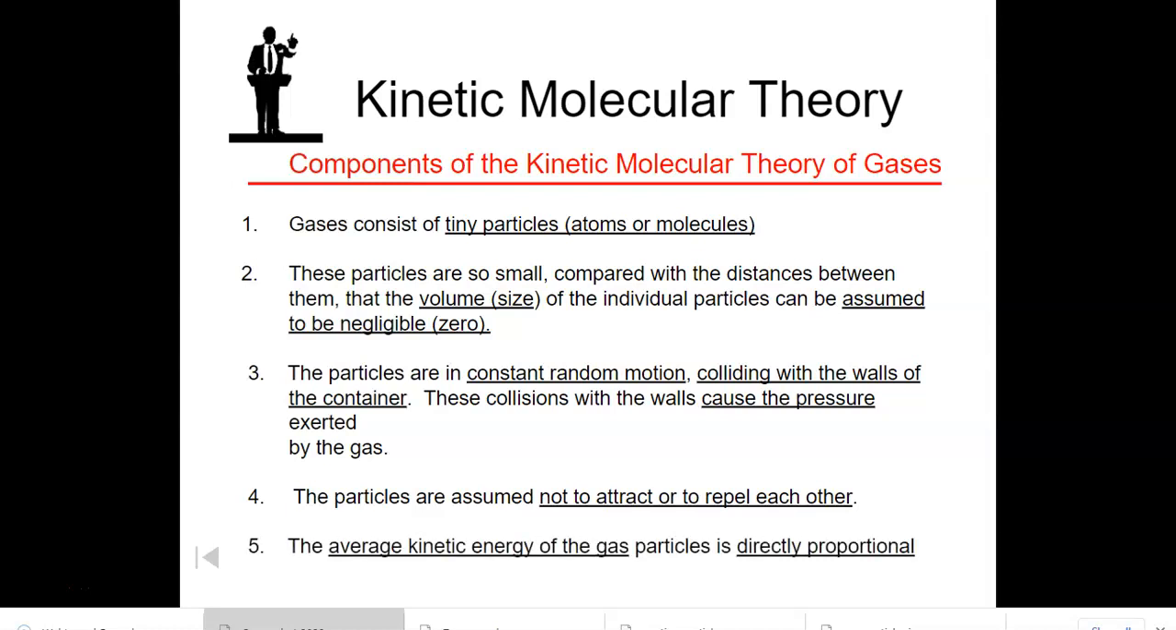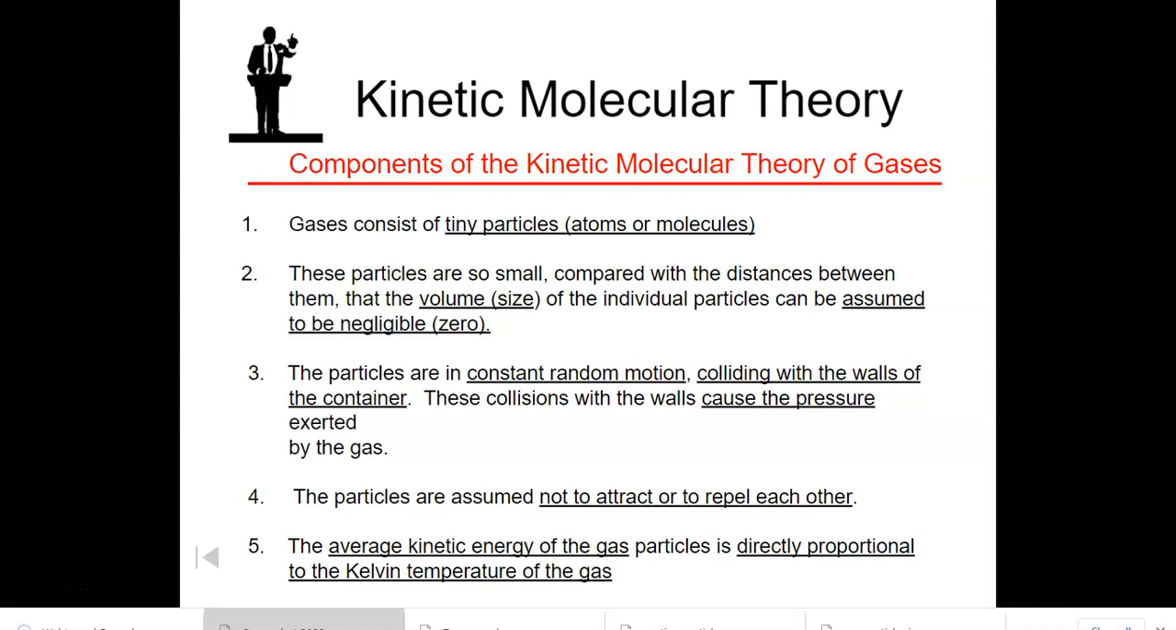And then finally, the average kinetic energy of your gas. Okay, remember, there's a lot of energy happening. So kinetic energy is energy on the move. It's directly proportional to temperature, specifically in Kelvin. And we're going to talk about Kelvin temperature tomorrow, but it's directly proportional. So the higher the temperature, the more energy.